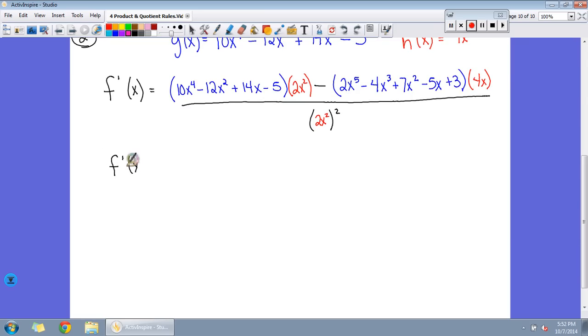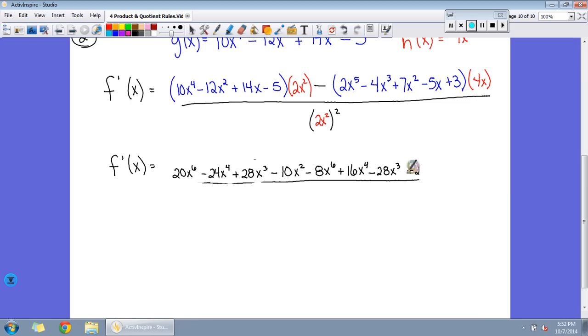From here, it's really just algebra. We're going to multiply 2x squared times everything in the blue parentheses to get 20x to the 6th minus 24x to the 4th plus 28x cubed minus 10x squared, and then we go to the next set of parentheses and we multiply 4x times everything in the blue to get negative 8x to the 6th plus 16x to the 4th minus 28x to the 3rd plus 20x squared minus 12x, and that's all over 4x to the 4th.